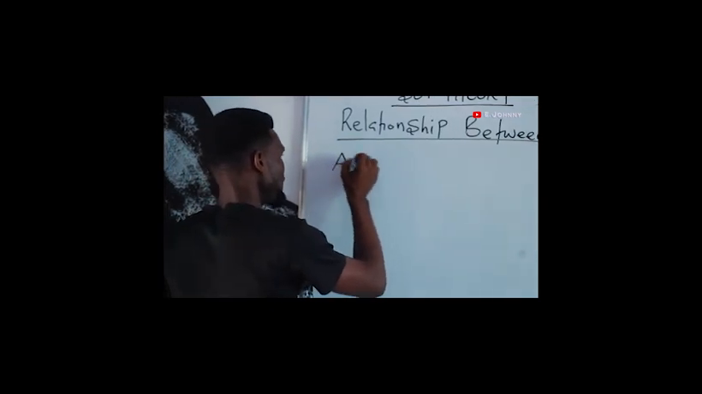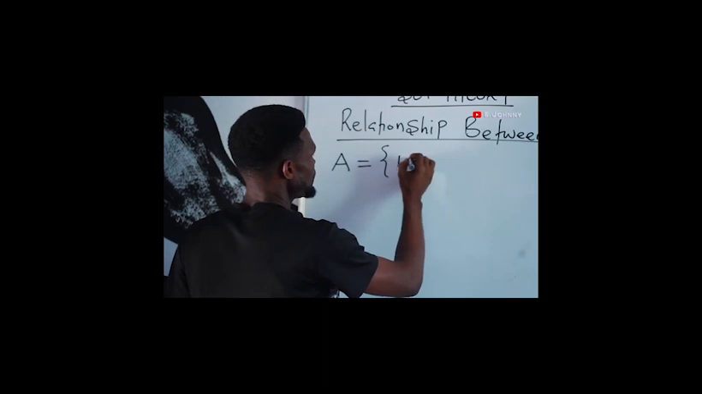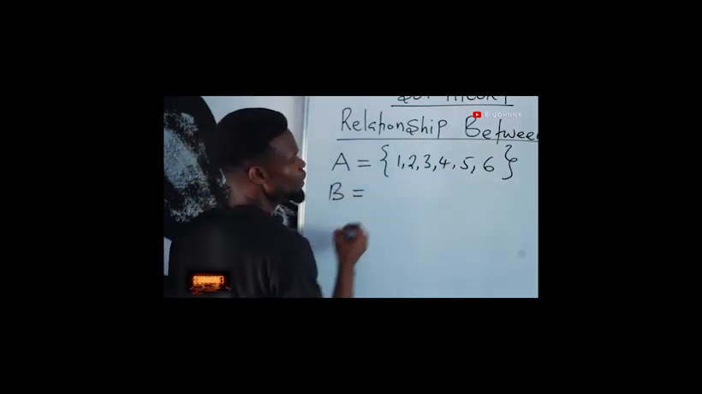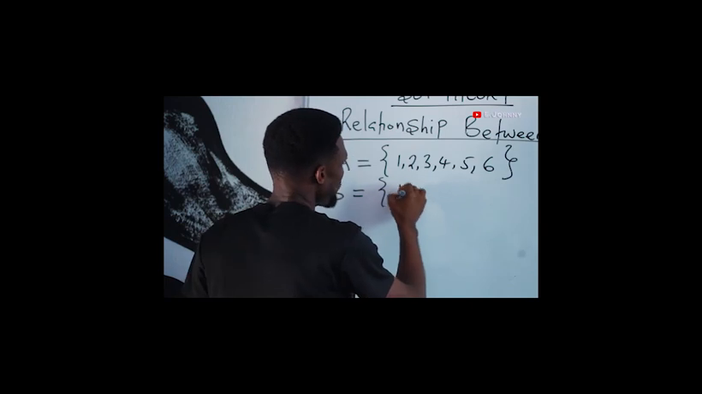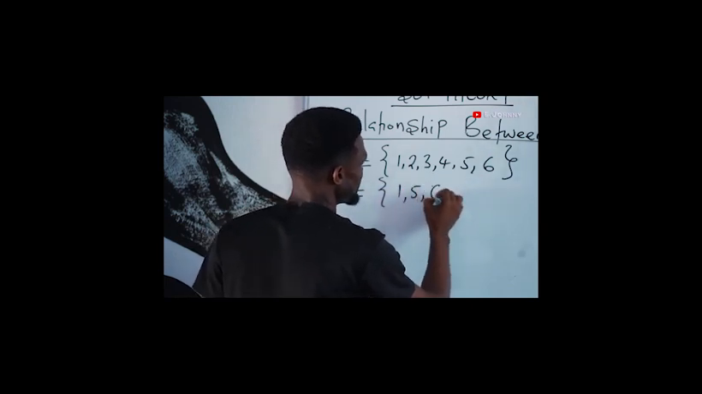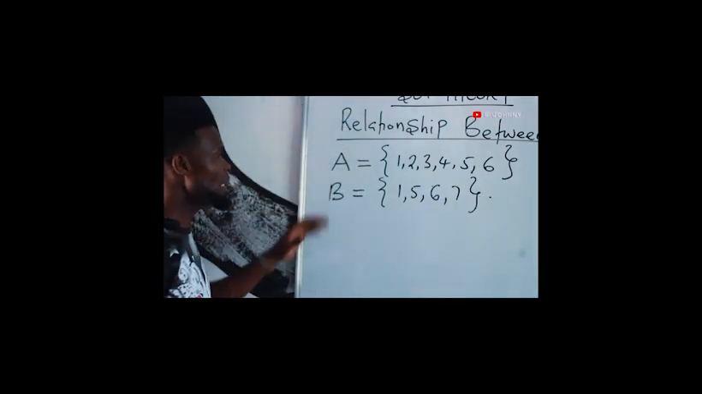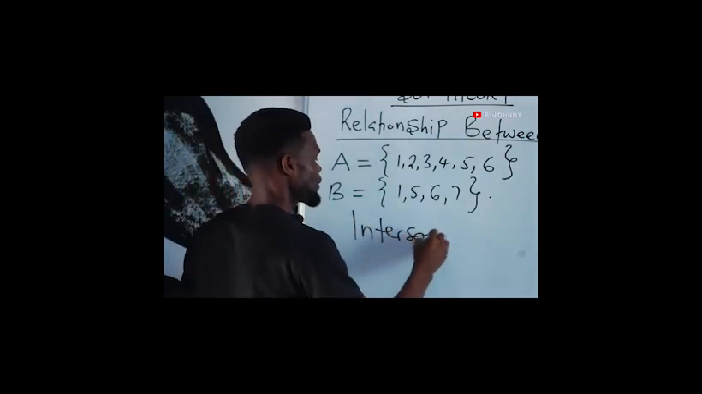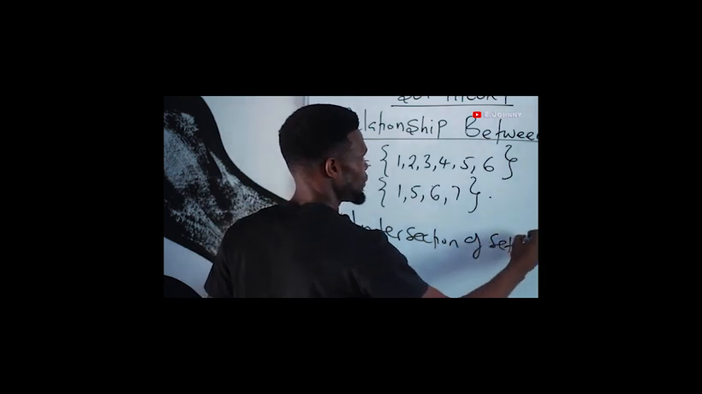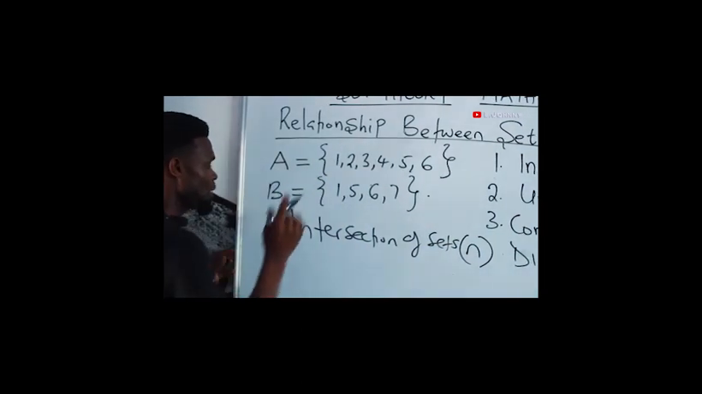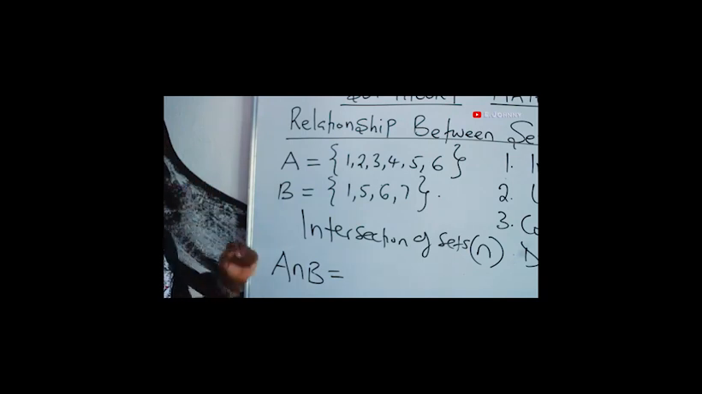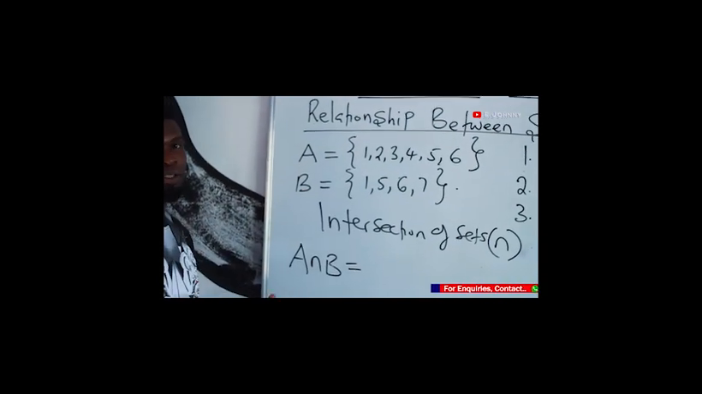If I have a set A equals 1, 2, 3, 4, 5, 6, and I have a set B equals, say, 1, 5, 6, 7, and I am looking for the intersection of these sets. So I'm looking at the first one, the intersection. For intersection of sets, you write it with a symbol that is like N. So for intersection of these two sets A and B, which is A intersection B, is equal to the elements that are common to both sets. That is what we call the intersection.